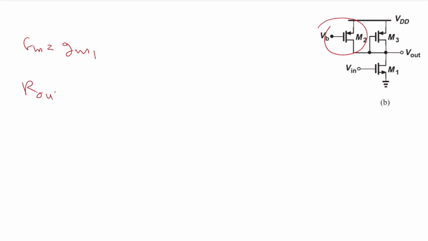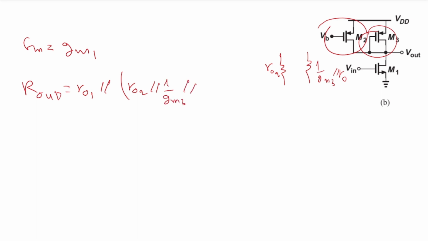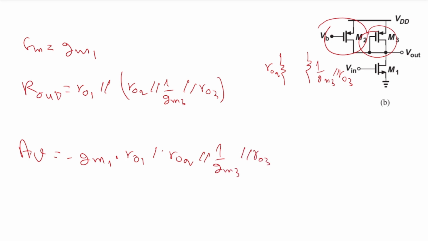So Rout, if you see down, there is RO1 in parallel with RO2, in parallel with 1 over GM3, in parallel with RO3, because this is a diode connected device. So the voltage gain is just minus GM1 times RO1 in parallel with RO2 in parallel with 1 over GM3 in parallel with RO3.